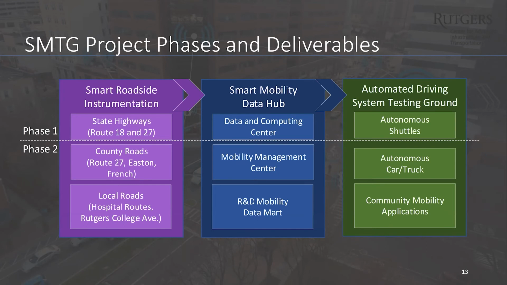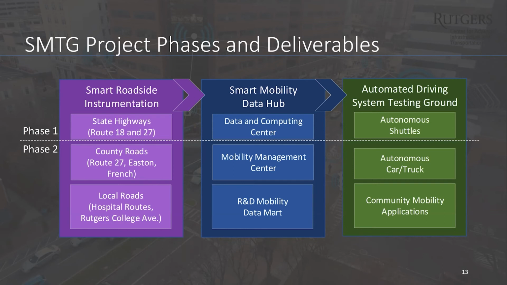Phase one is in collaboration with NJDOT towards deploying the smart roadside sensors, roadside units, onto state highways on routes 18 and 27. We will create a data and computing center to support the testing ground, and then conduct some preliminary autonomous shuttle testing and CV application testing.